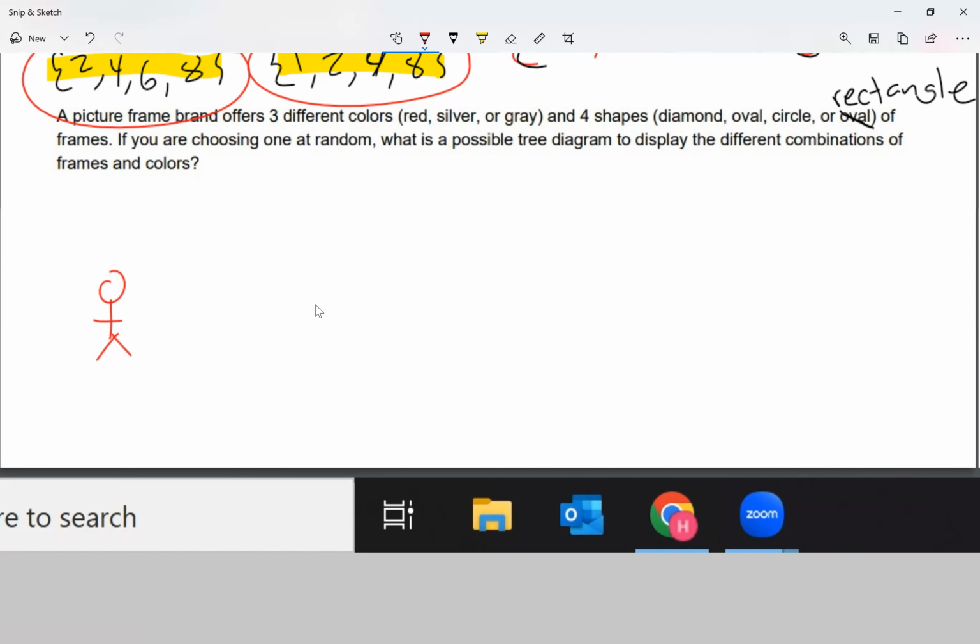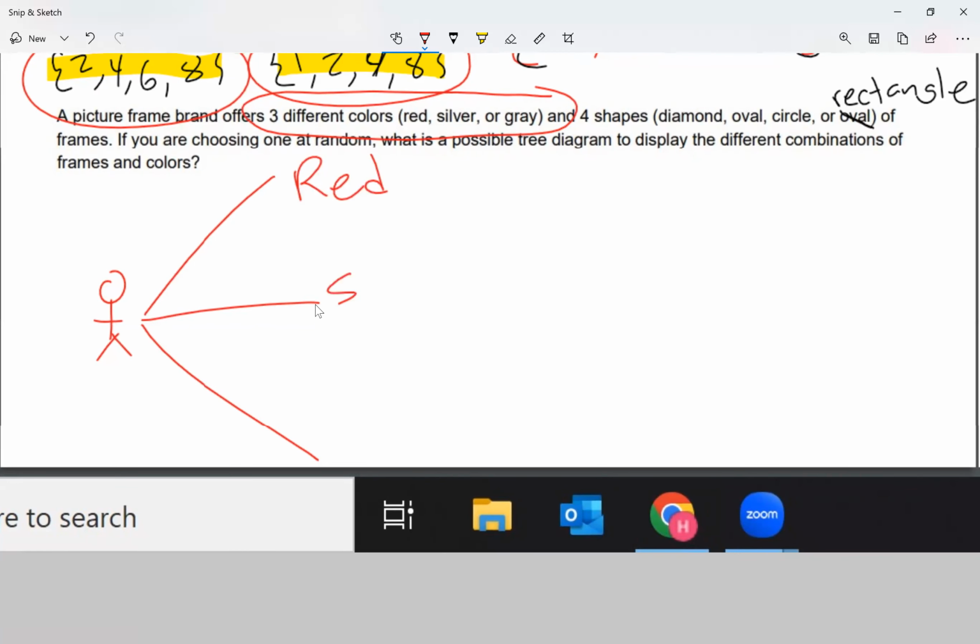But from there, first thing I do is I ask myself, how many choices do I have on the first choice? And then I see, okay, I have three different colors. So I'm going to go three different choices. One of them is red, one of them is silver, and then one of them is gray. And then I have four different choices: diamond, oval, circle, or rectangle. So this is my second choice.